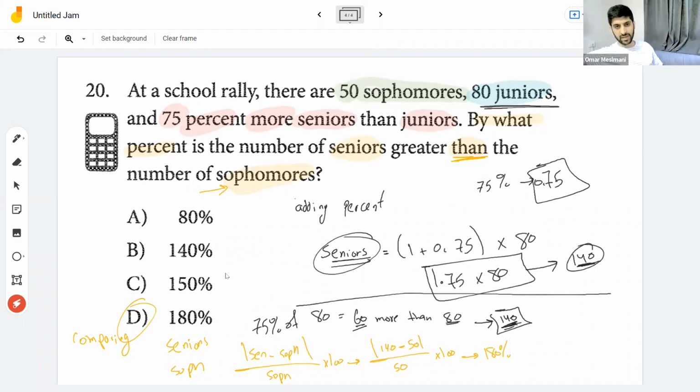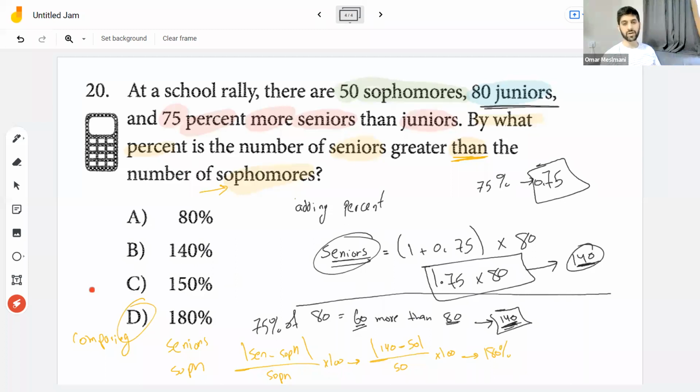So what comes after then? If it was sophomores less than seniors, then the seniors is going to be over 140. Exactly. Okay, sir. Nice. Any more questions?